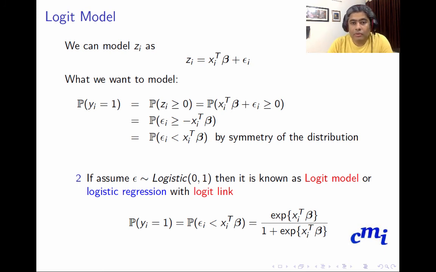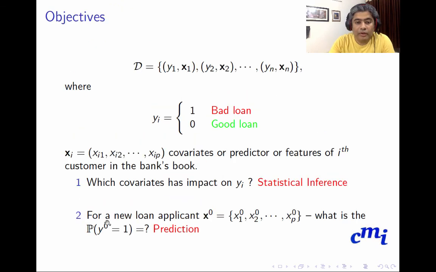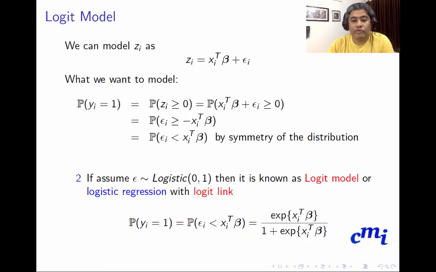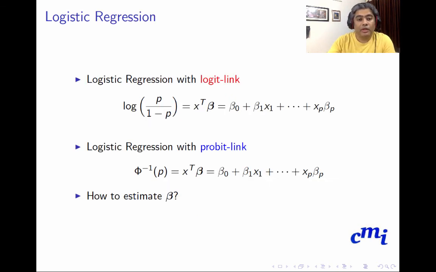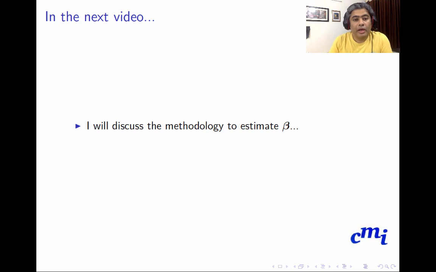That's all. So for this problem, if I know the value of x naught, the features for the new loan applicant, all I have to do is plug it in here, and that will give me the probability of y equal to 1, or the probability of a bad loan, or that the loan will become bad in future. So the question is how we estimate the beta. As long as we estimate the beta, we are done. In the next video, I'll discuss the methodology to estimate the beta.